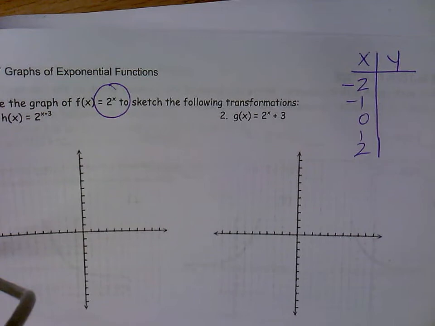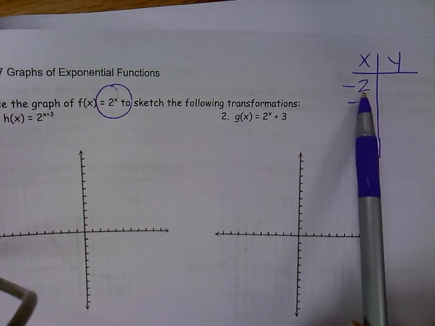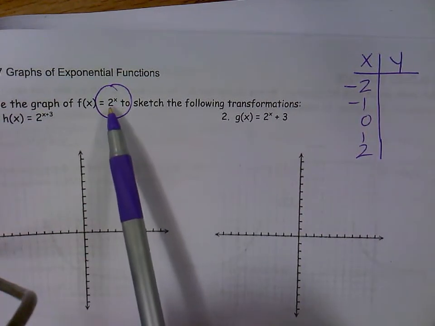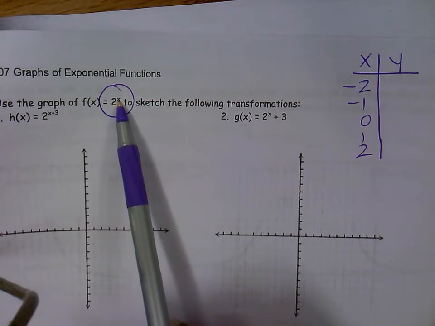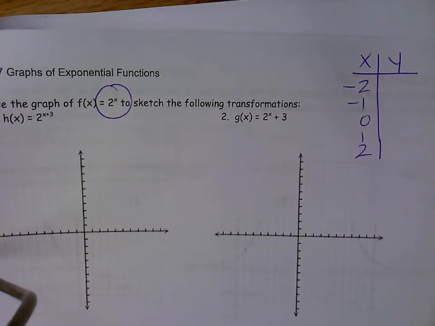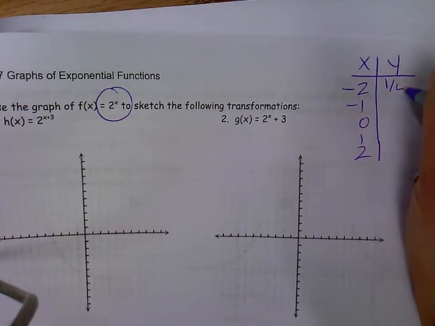Does anyone remember what a negative exponent does? If I plug in 2 to the negative second power, what does a negative exponent do? I'm not doing this function yet, I'm just doing this function. What's 2 squared? 4. And then what does the negative exponent do? It makes it the reciprocal of the answer. So at negative 2, I'm at positive 1/4.